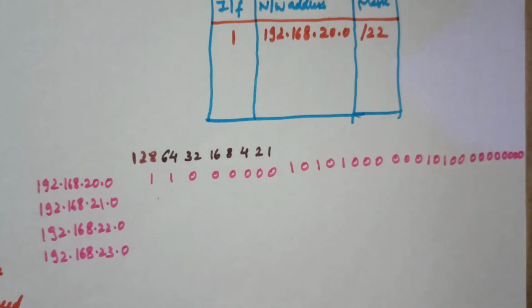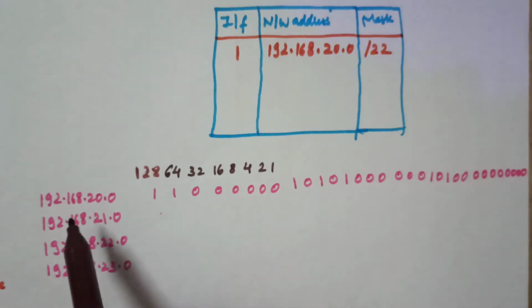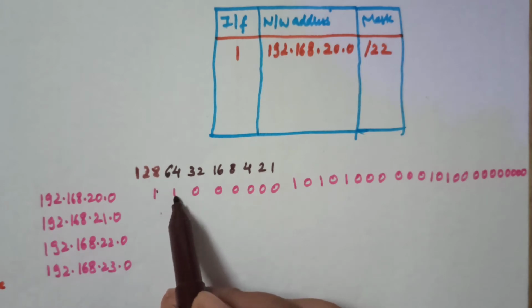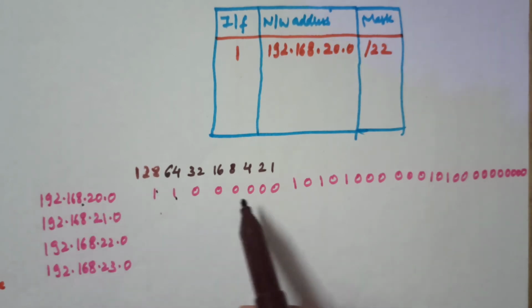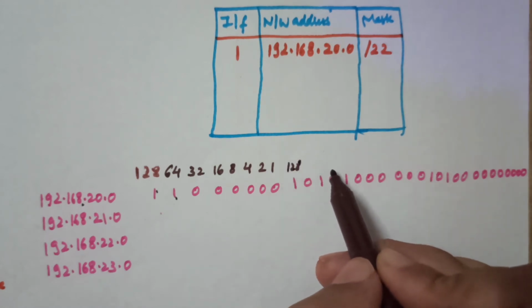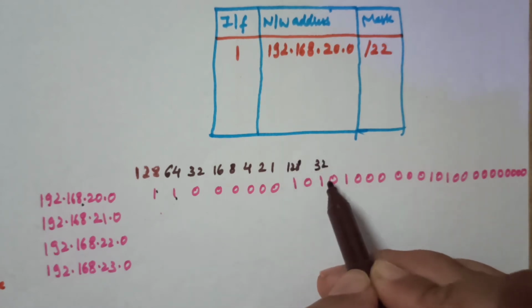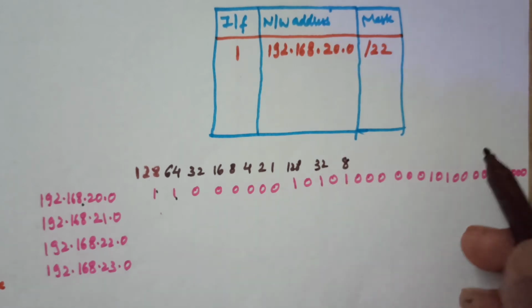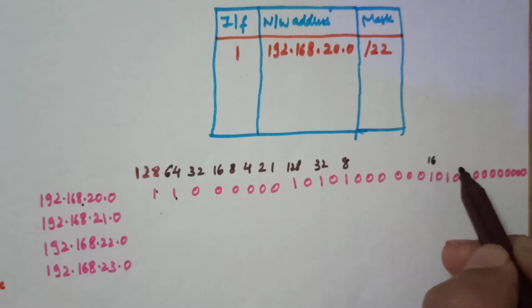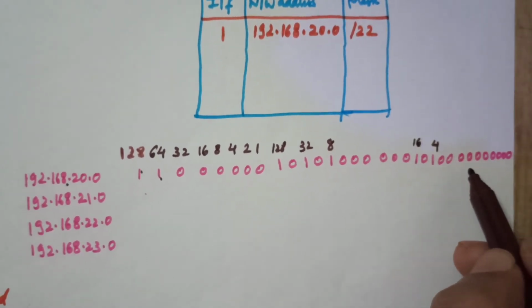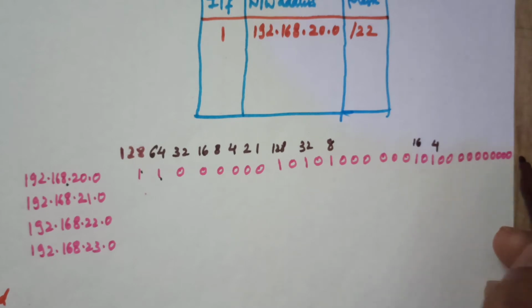Now here, 192 in binary can be written as 128 plus 64. 168 in binary can be written as 128 plus 32, that is 160, plus 8, 168. And 20 in binary can be written as 16 plus 4, and the last octet is having value 0, so all 8 bits will be zeros in the last octet.